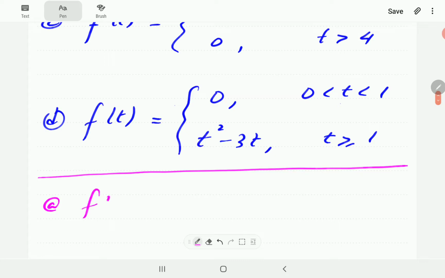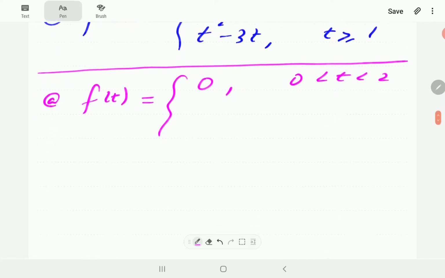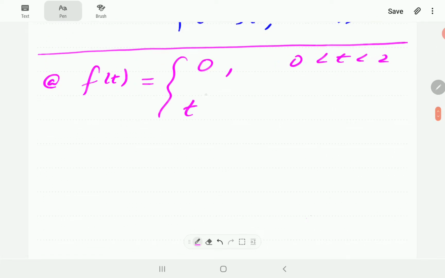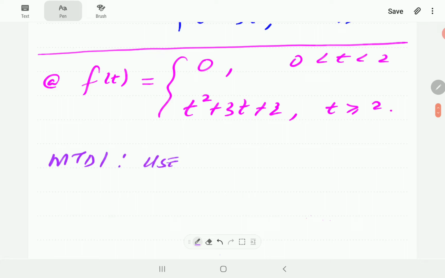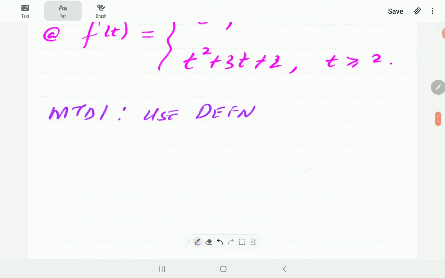Okay, so let's start with the first one. In A, we have a function which is defined by 0 between t equals 0 and 2. And then from 2 onwards, this function is given by this quadratic expression. So that's for 2 and bigger. We are going to work through this using two approaches. In the first method, we are going to use the definition of the Laplace transform. So we're just going to plug this into that integral there.